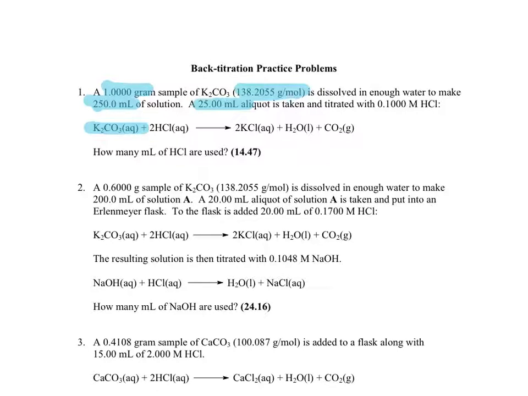But then you've got to consider that for every 1 mole of K2CO3 that is used, 2 moles of HCl are used. So you need to double that number to find the moles of HCl. If we know the moles and we know the concentration of HCl, then we can work out what volume of HCl was used. The next one is similar.